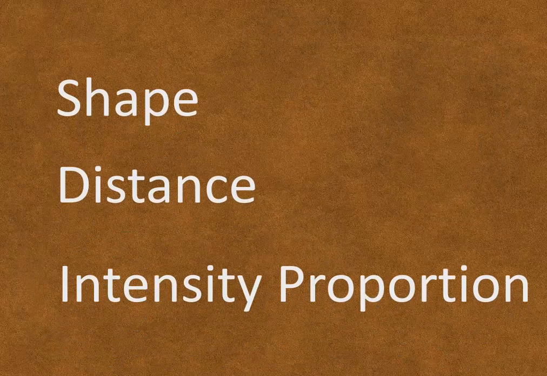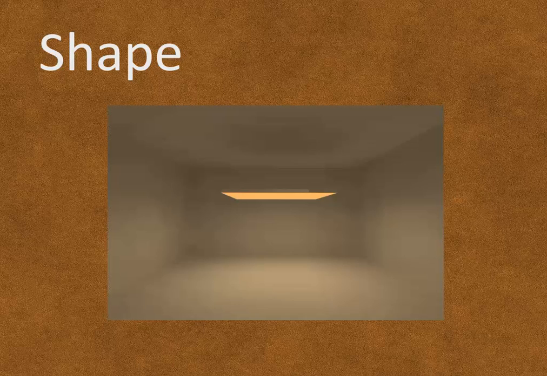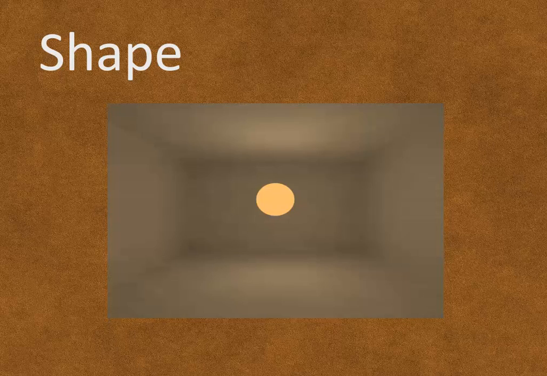If you are a new user, you may have come up with 3 factors to control the intensities. They are the light source's shape, the distance among the lights, and the intensity proportion. The light source's shape determines the emitting direction of light. For example, a flat panel light source would only give out light on its positive side, while a sphere light source would give out light in every direction.